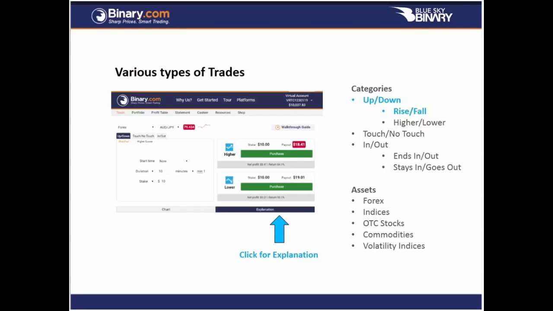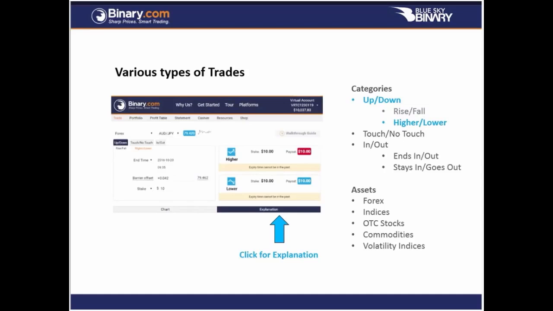In the same category, we have higher lower. In this case, if we select higher, we win the payout if the exit spot is strictly higher than the barrier. If we select lower, we win the payout if the exit spot is strictly lower than the barrier. So you may ask, what is really the difference between those two?